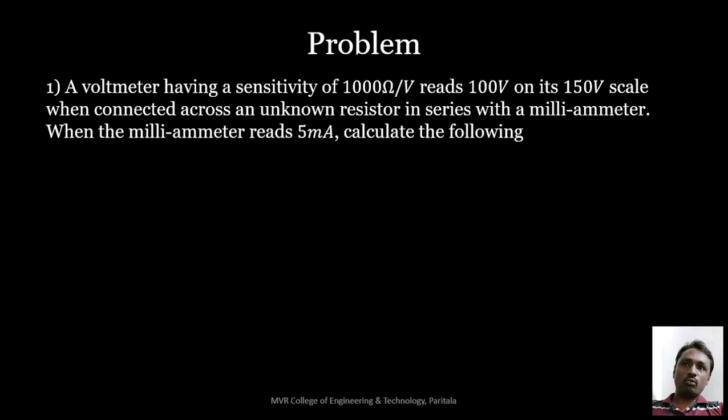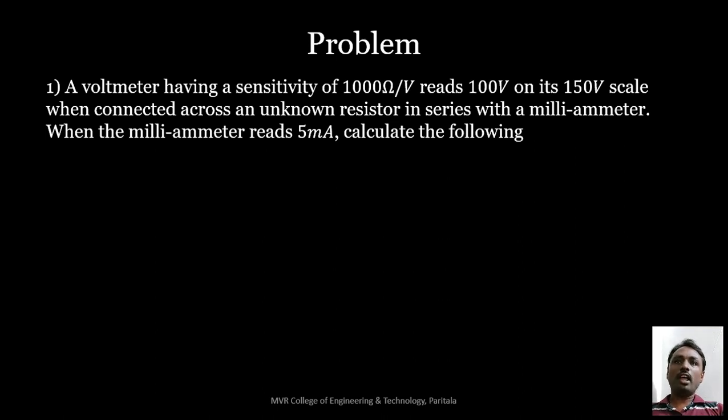Why? Because for 1 volt it was having 1000 ohms. So for 150 volts, 150 into 1000 ohms. So this is the way you can calculate the total resistance of the voltmeter. This will be useful in the problem. So this can be called sensitivity. Sensitivity means the resistance of the voltmeter per volt.